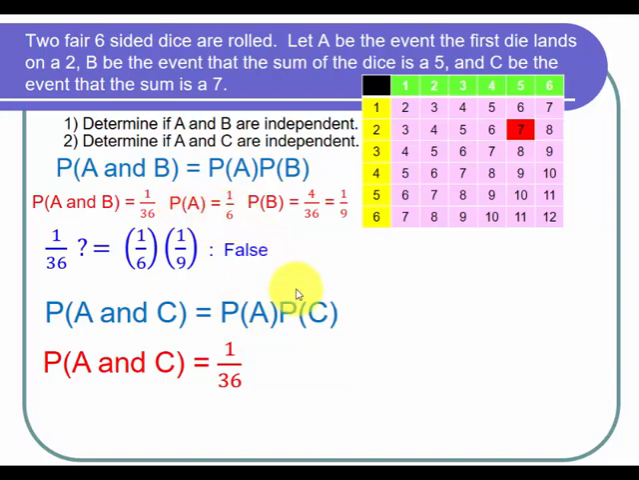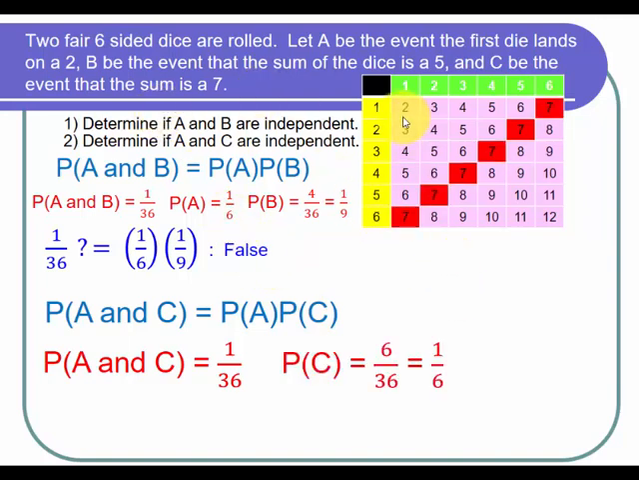So we just have to find the probability of C, that the sum is a 7. Well, to get a sum of 7, you can get a 1 and a 6, a 2 and a 5, a 3 and a 4, a 4 and a 3, a 5 and a 2, or a 6 and a 1. And we just count those. There's 1, 2, 3, 4, 5, 6 ways of that occurring. So the probability of C is 6 divided by the total number of ways, and that's still 36. So the probability of C is 6 over 36, and that fraction reduces to 1 over 6.